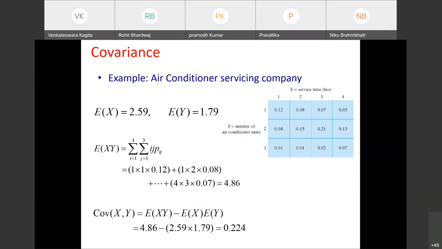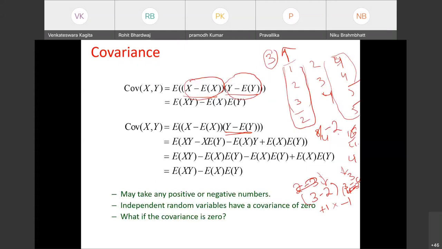So let's take the air conditioner servicing company example, where the company wants to measure the covariance between the number of air conditioner units served and the servicing time, how these two variables are varying with one another. So X represents the servicing time in hours and Y represents the number of air conditioner units served. And this is how the probabilities are distributed, right? The joint probabilities. The probability that X equals 1 and Y equals 1 is 0.12, right?